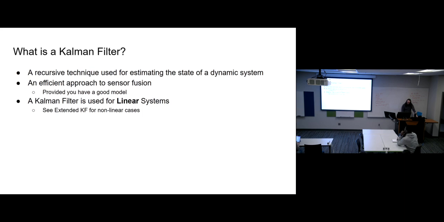Like I said, a Kalman filter is a recursive technique used for estimating states of a dynamic system. It's a relatively efficient approach if you have a good model. If you don't have a good model, it's going to be difficult. Tonight we're going to look at the linear Kalman filter. This is only good for linear systems or systems you can linearize. So if it's nonlinear and you're doing something more based on reality, the extended Kalman filter is what you're going to deal with. And I'll explain the difference between those when we get through this.